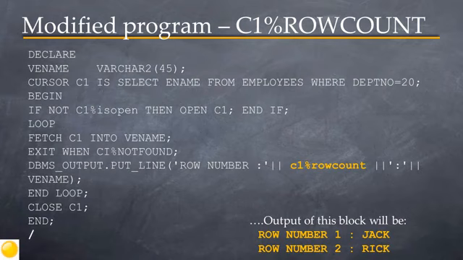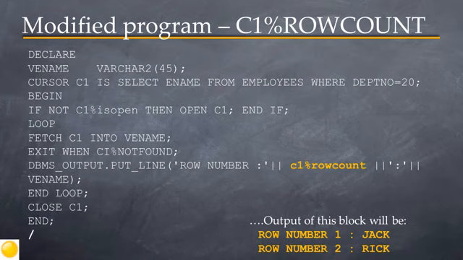Now this can be easily accomplished with the %ROWCOUNT attribute. In the DBMS_OUTPUT.PUT_LINE statement that is displaying the name, a reference to C1%ROWCOUNT is being made, and the statement now reads as dbms_output.put_line('row number: ' || C1%ROWCOUNT || ': ' || v_ename), with the colon inside single quotes, double piped with the name of the variable v_ename.